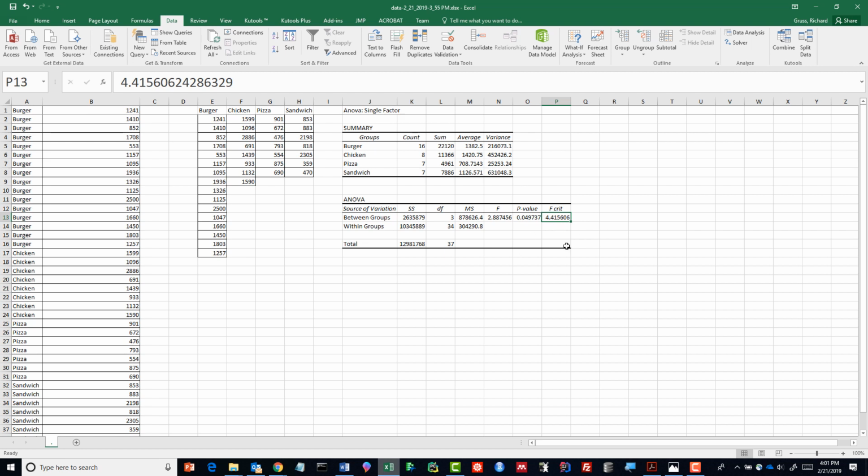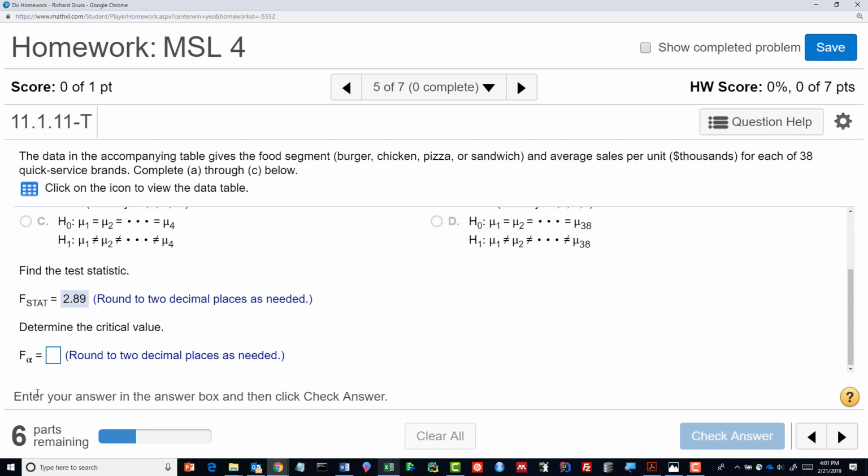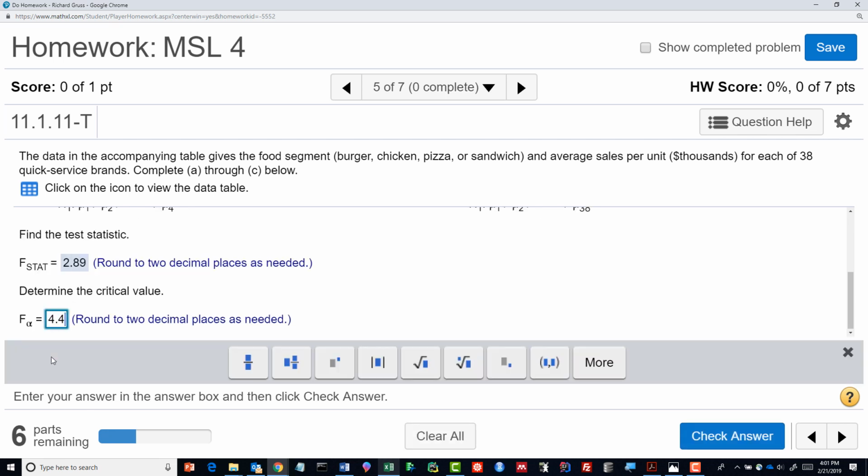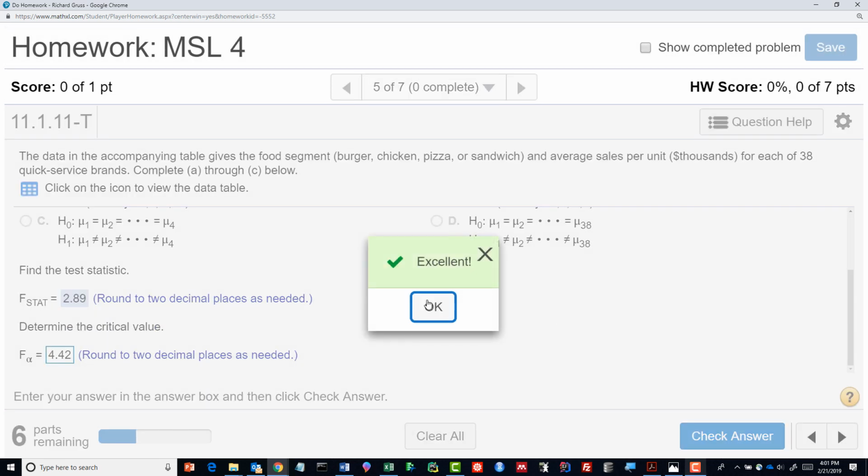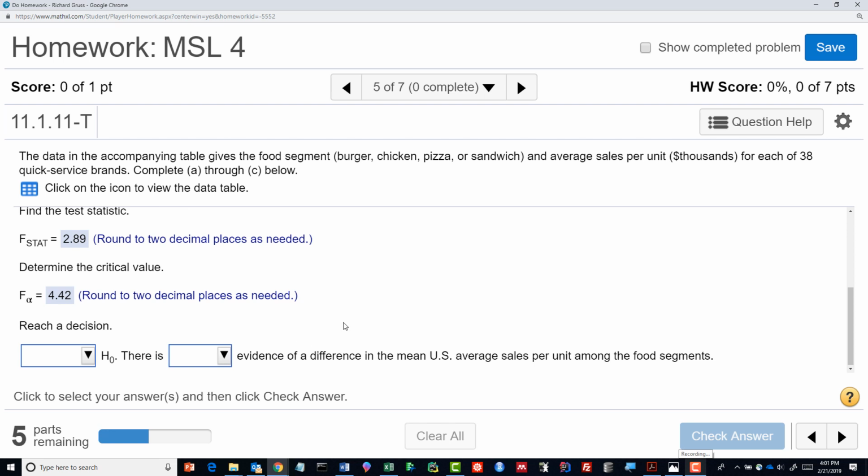Okay, so this output gives me the answer to that question too. So how many decimal? 2 decimal places. So 4.42. Okay. So reach a decision.